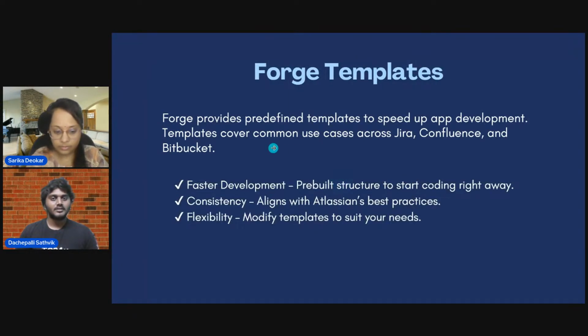With the templates, Atlassian provides you free, predefined templates, which will make you code faster. With the predefined templates, you can code in Jira, Confluence, Bitbucket, or any kind of Atlassian products that they have. With fast development, you'll have consistency, and you will also have the flexibility to change the templates how you want. Atlassian also provides two types of templates: one is a Forge UI kit template, and the other one is the custom UI template.